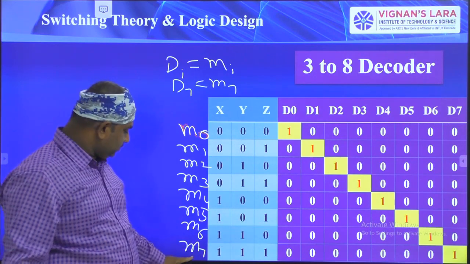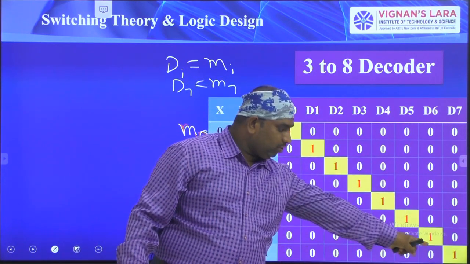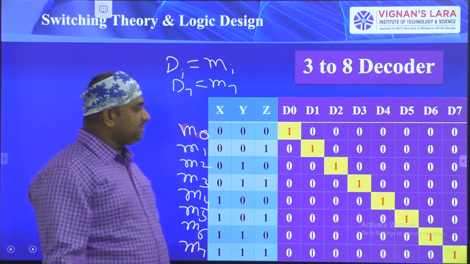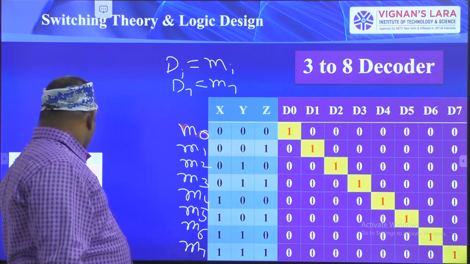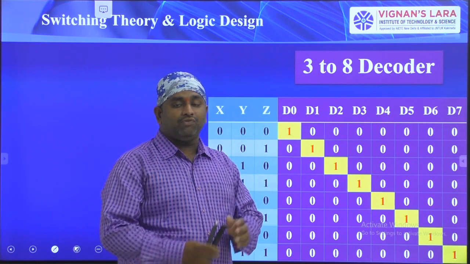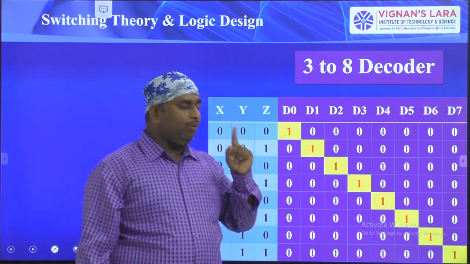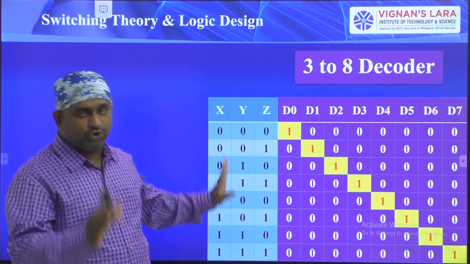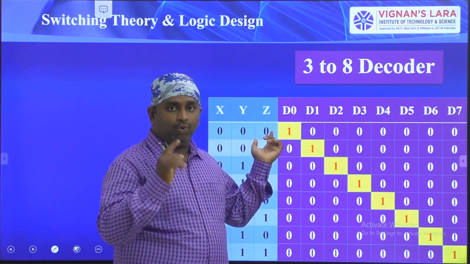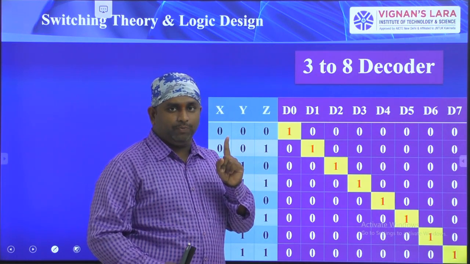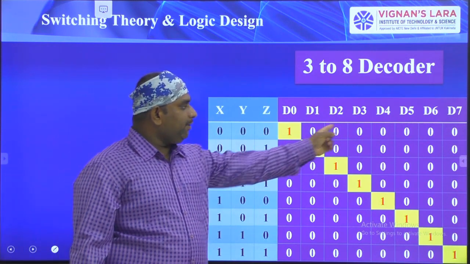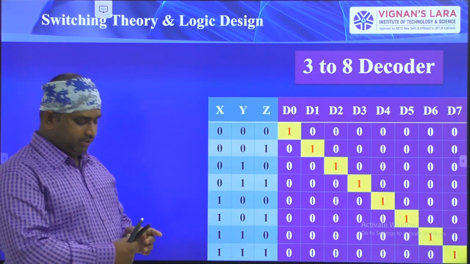Remaining all are zeros. See here, M7, then D7 is equal to 1 and all the remaining combinations are zeros. So this is the 3 to 8 decoder operation. When you have selected any one of the inputs, any one of the outputs should be activated only at that time. Only one output should be activated. Here we are switching on any one of the outputs, and remaining all the outputs we are going to switch off. It is working and remaining all are not working situations.